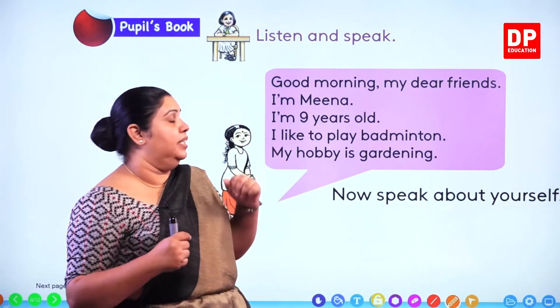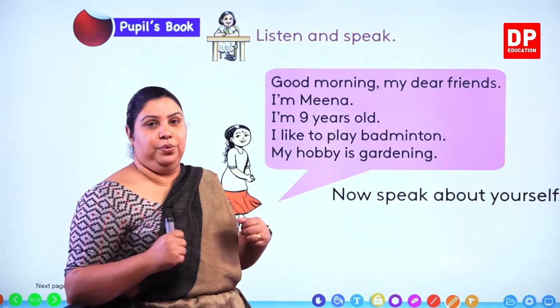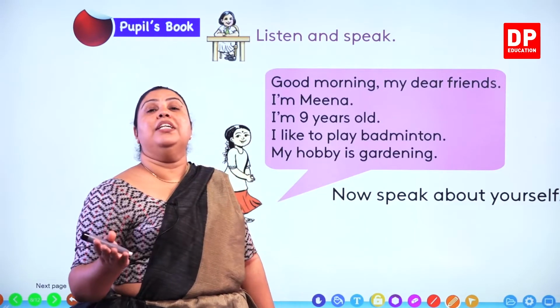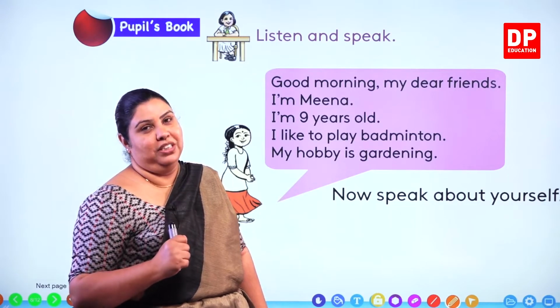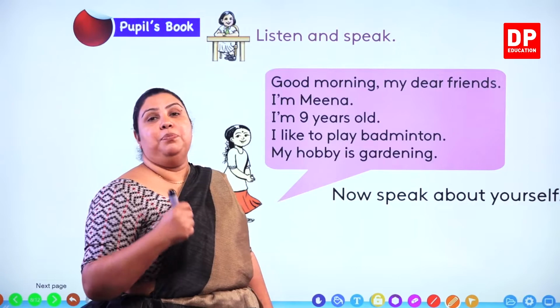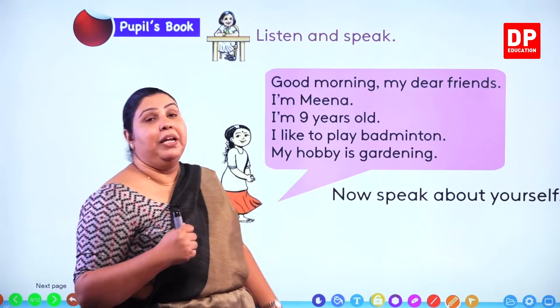I am 9 years old. Next, what can you say? I like to play badminton. Now you can talk about your favorite sport. When you introduce yourself, you can maybe talk about your favorite sport as well. I like to play badminton.